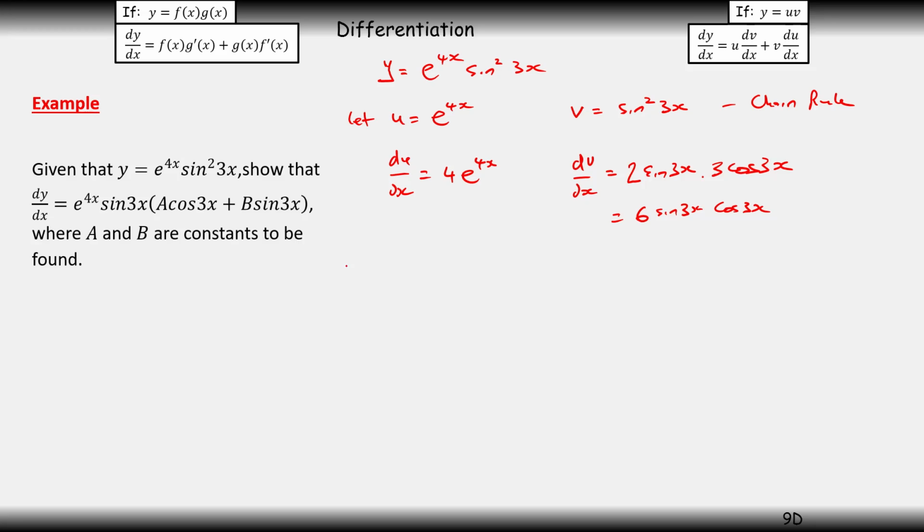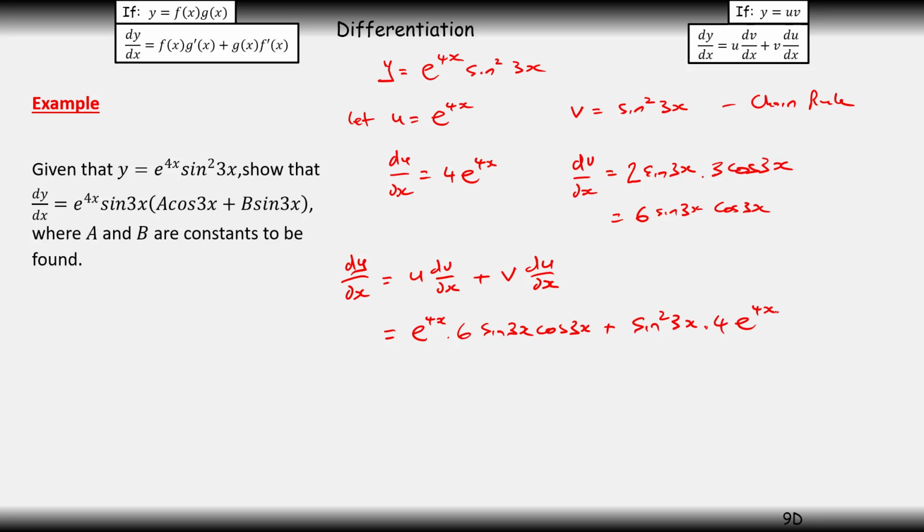Now, product rule, dy over dx is equal to u times dv over dx plus v times du over dx, and we simply substitute now. u is e to the power of 4x times dv over dx, which is times 6 sine 3x cos 3x, plus v, which is sine squared 3x, times du over dx, 4e to the power of 4x.